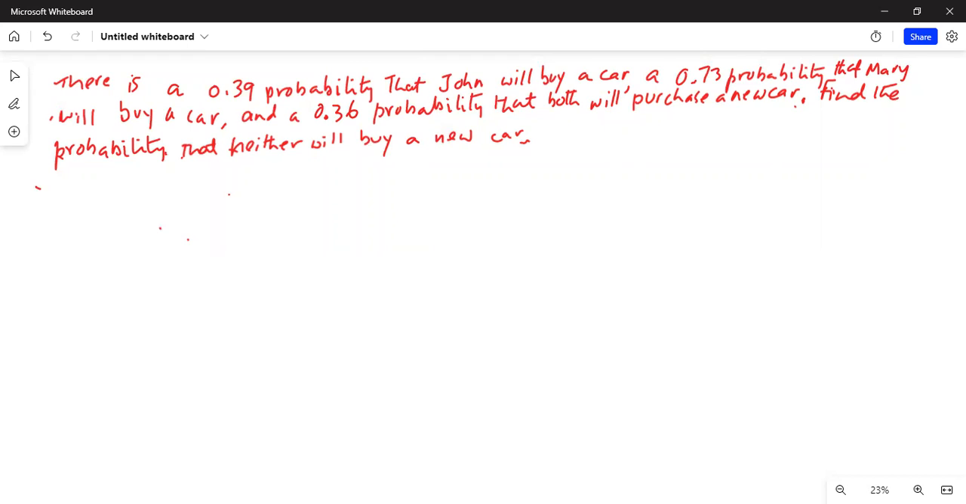It says there is a 0.39 probability that John will buy a car, a 0.73 probability that Mary will buy a car, and a 0.36 probability that both will purchase a new car. Find the probability that neither will buy a new car.